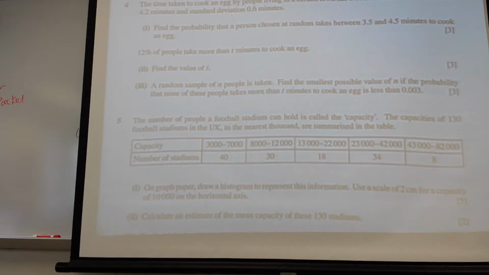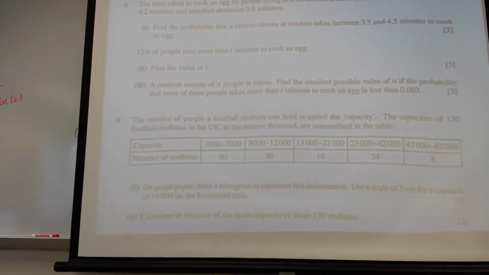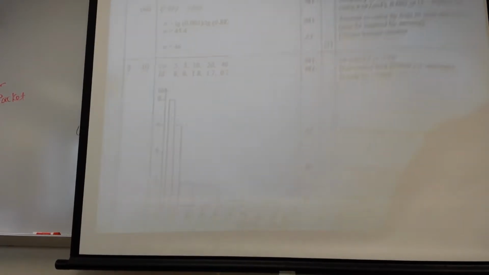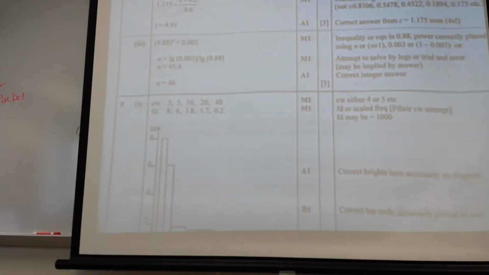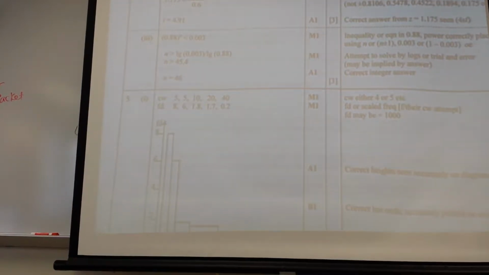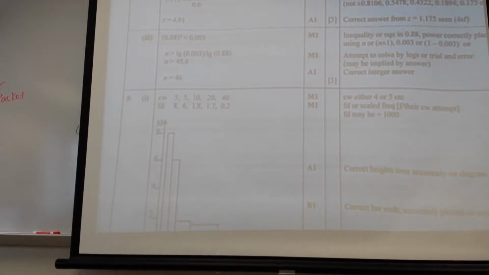Now, this one says 12%, so it's giving me a percent. So I'm probably going to be working in the middle of the chart, right? So 12% of the people take more than T minutes to cook an egg. Find the value of T. So 12% take more than T minutes, so what do I have to do? What do I do in this case?